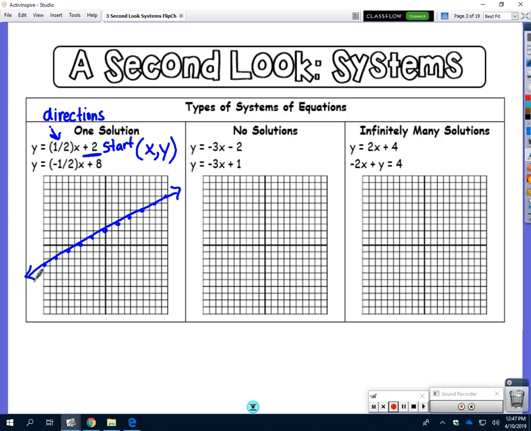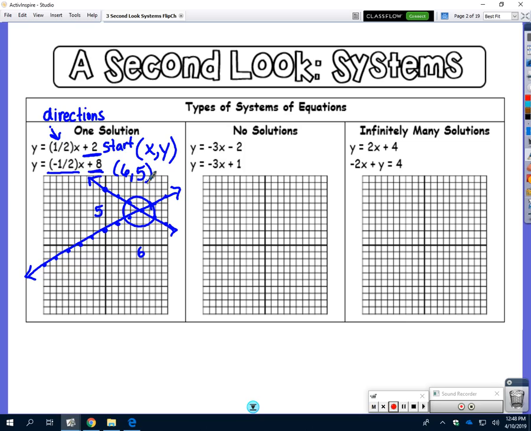The second equation starts at 8. Put a dot on 8. This tells us to go down 1 and to the right 2. I am heading in the right direction and I see one point where they intersect. This point of intersection is the answer to this system. That point is 6, 5. One solution.